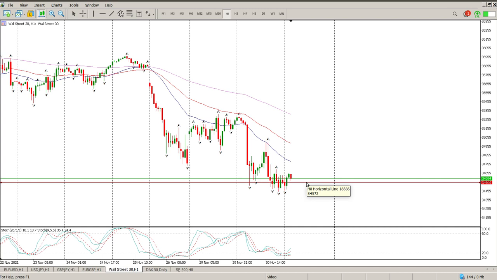And that close is right there. You can see that's the last bar. This is the first bar of the evening. So that's the last bar there. So what we're looking at is 34,554 as the monthly close.